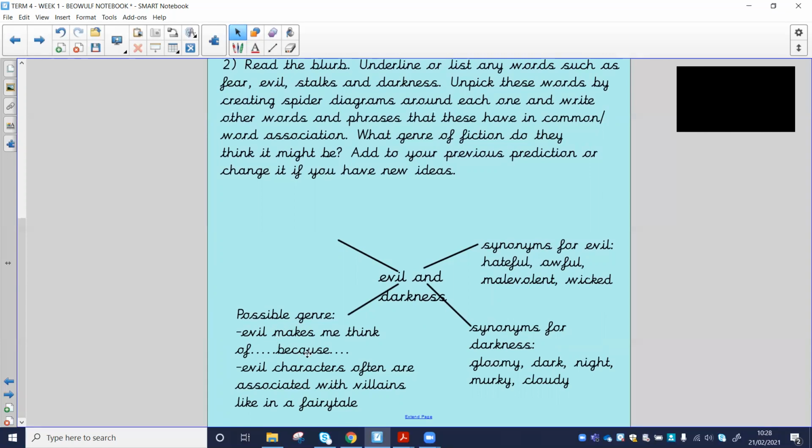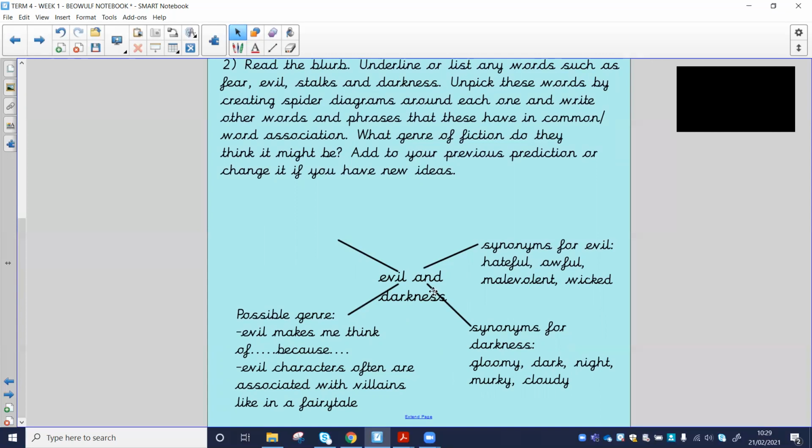Evil makes me think of blank because of blank. And then evil characters, I've said, are often associated with villains, like in a fairy tale, for example. But when else do you think of evil characters or people who are being evil? And again, I've only talked about evil for now. I need to talk about darkness as well. Think, what does darkness represent? Nighttime. If things are happening in the dark, it's quite mysterious. You're quite unsure about what's happening. So again, these are just some ideas for your little spider diagram.